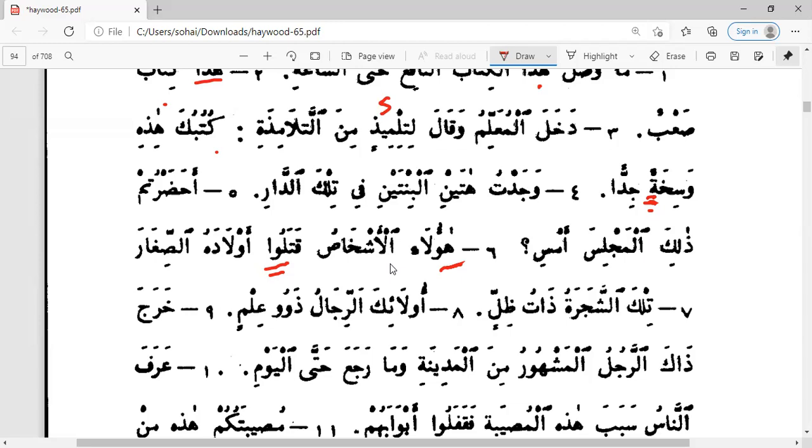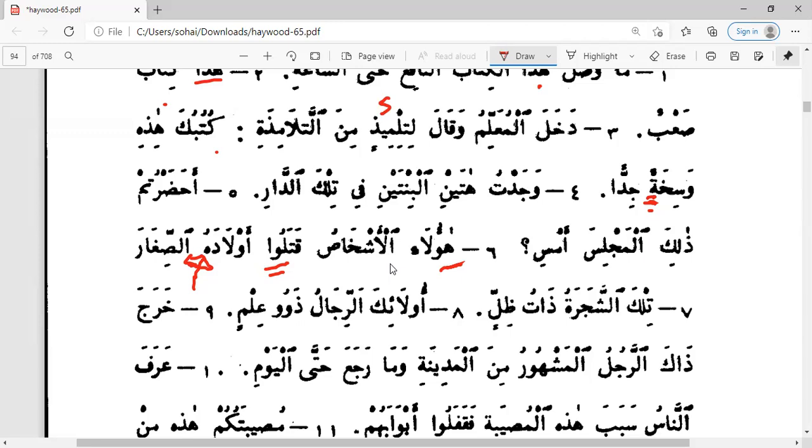Okay. هؤلاء أشخاص قتلوا. So those individuals killed. قتلوا, killed. أولاده الصغارة. الصغارة is مضاف إليه. Young boys. قتلوا أولاده الصغارة. What does who mean? أولاده. Okay. His young boys. His young boys, yes.